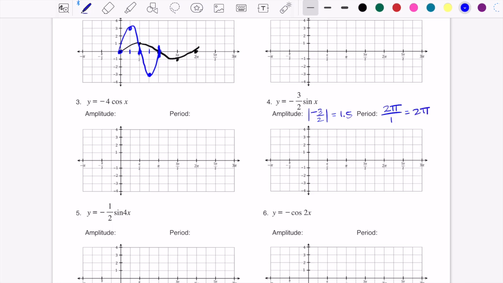So once you get that 2 pi, go mark it and then do your halves. So I did halfway between 0 and 2 pi, and then in the middle of the halves. So we've split it into quarters, okay? And then we don't ever want to forget this.